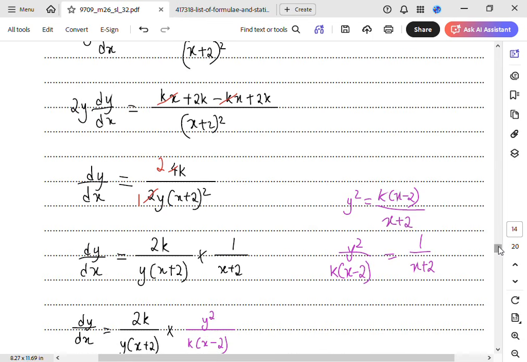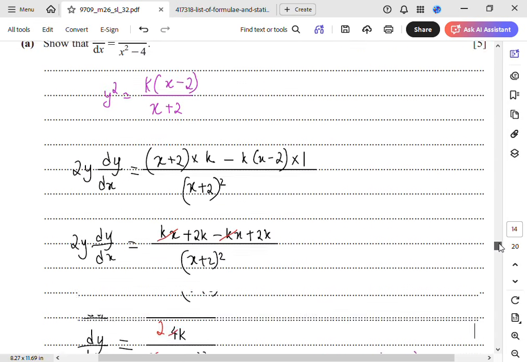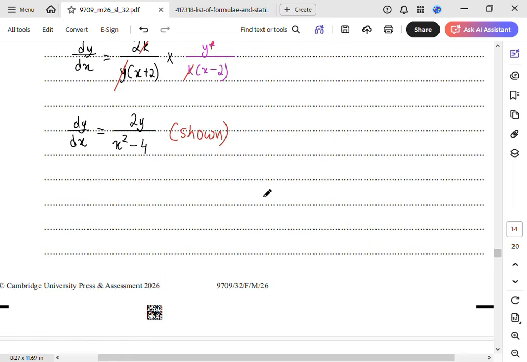So now what happens is you can simplify it. So the k in the numerator and denominator cancel out, the y goes away. So you're left with 2y in the numerator and x plus 2 times x minus 2 in the denominator. So it simplifies to x squared minus 4. That's what the question told you to show. So you're done with this, right? Remember, this might come in handy in the second part of the question.